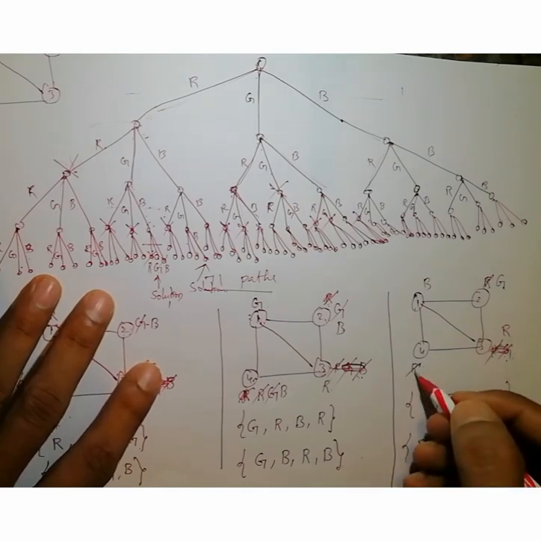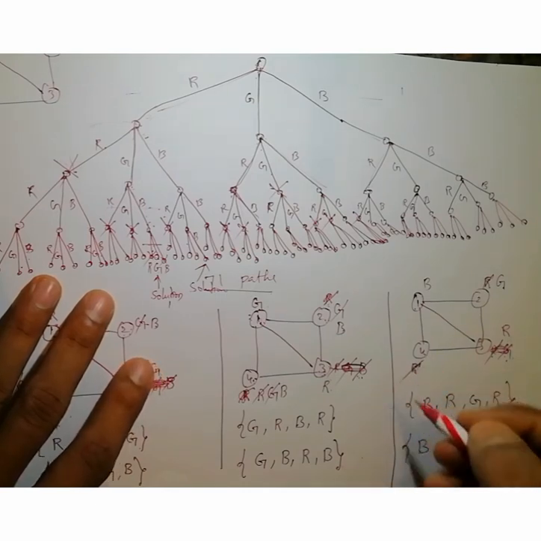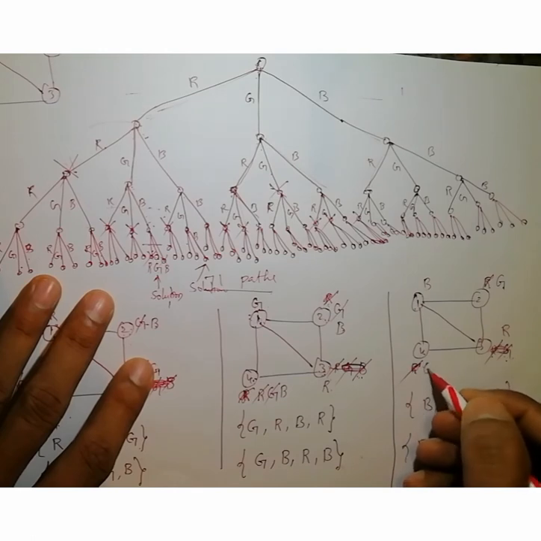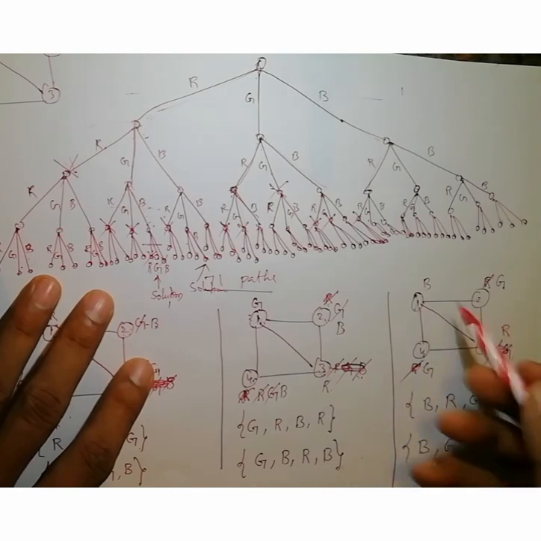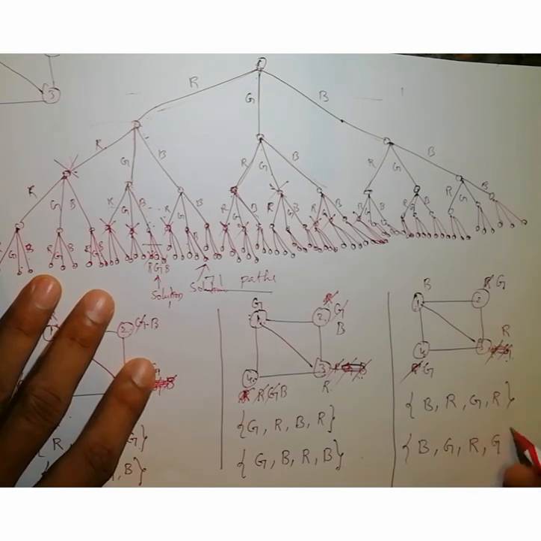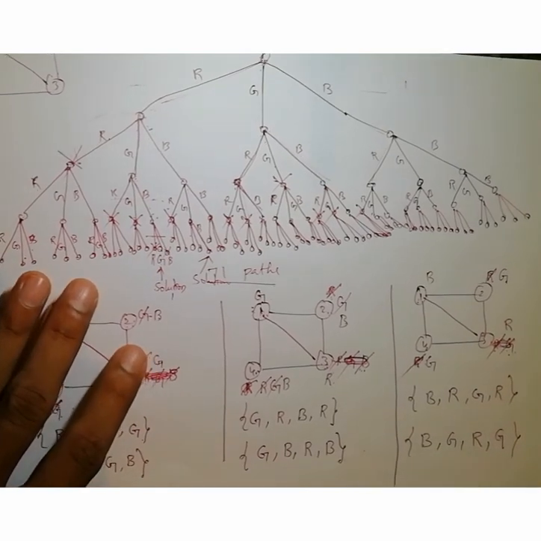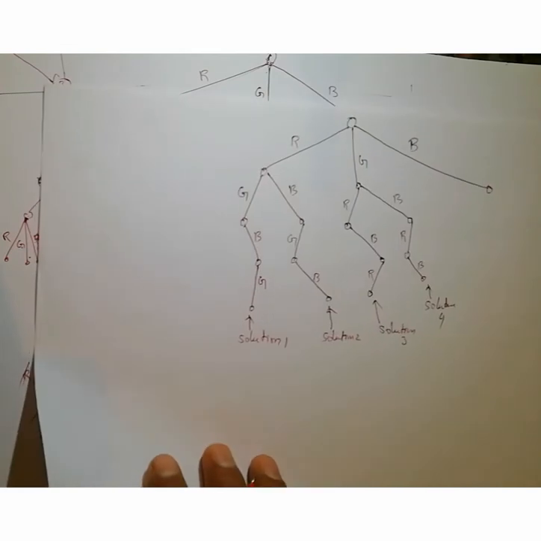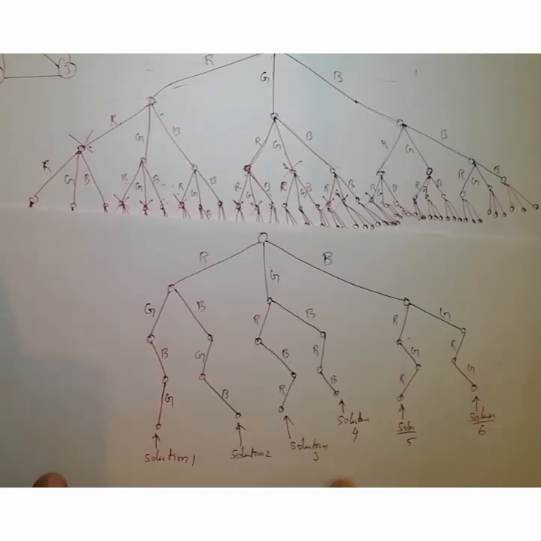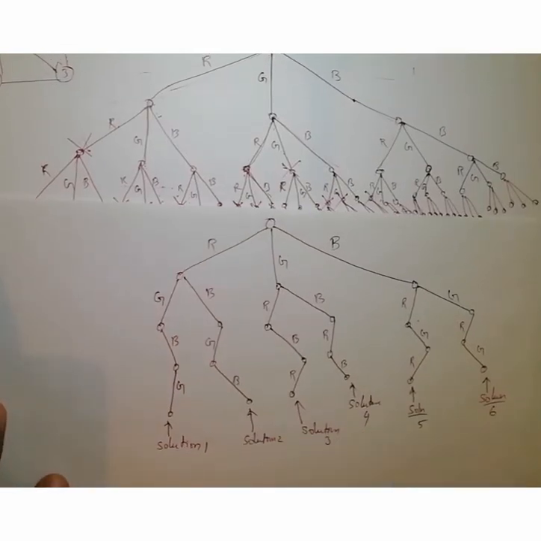Again, can I give red color for this fourth vertex? No, I can't give. So can I give green color for the fourth vertex? Yes, I can give, because 1 and 3 have different colors. So that is G. So this is one of the combinations, and our state space tree looks like this. So this is our final state space tree with the constraint.